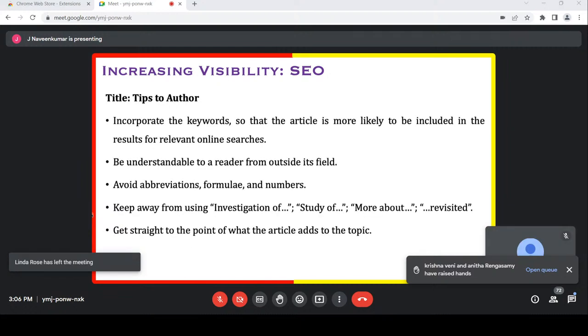Similarly, for the title, pick it from the keywords themselves. Create a title in such a way that it is apt and relevant to your paper, and the keyword is part of the title, right? So that's another way of improving the visibility of your research papers, right?